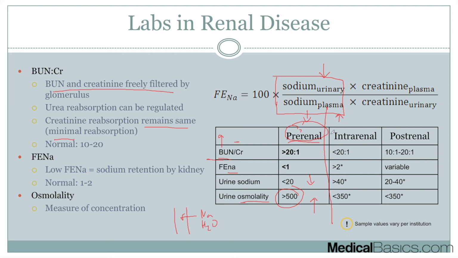Prerenal disease, dehydration: you're going to have a high BUN to creatinine ratio and a low FeNa because you're going to have low sodium excretion in the urine. So hopefully that gives you a good approach, at least from a clinical perspective, of what you need to know for the different types of AKI.